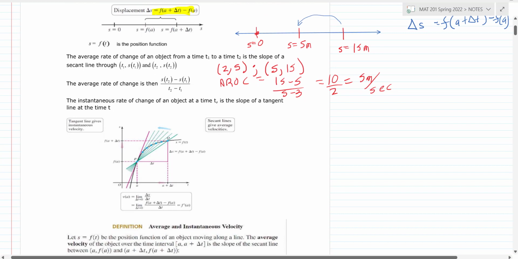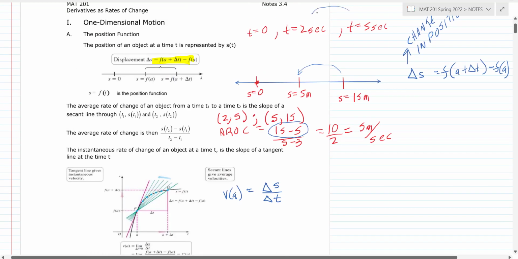Okay, now an instantaneous rate of change, the only difference is that it's going to be the slope of a tangent line, like we've talked about. So when you do an instantaneous rate of change, you're getting the velocity. And what that velocity is doing is the change in s over the change in time. That's what I did on this average rate of change. That was an average velocity. Delta s is the change in displacement, 15 minus 5, and delta t is the change in time, where I had 5 minus 2 seconds.